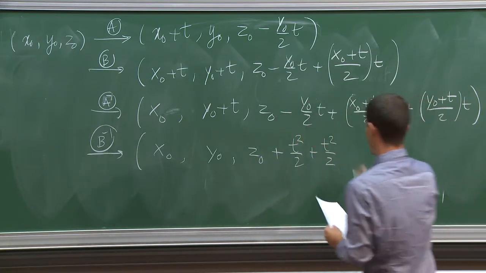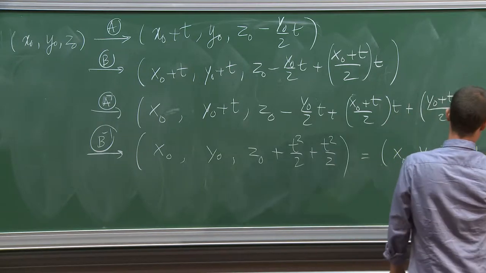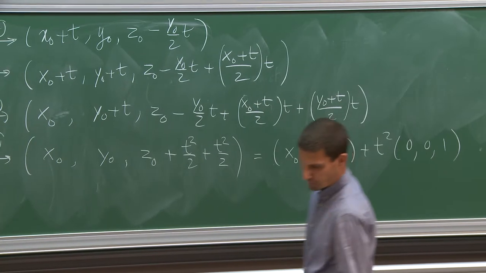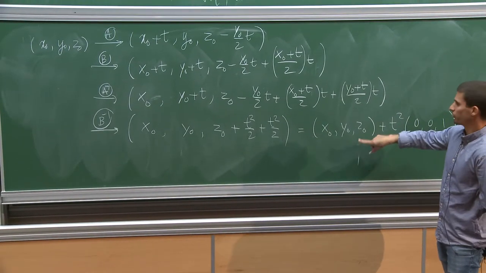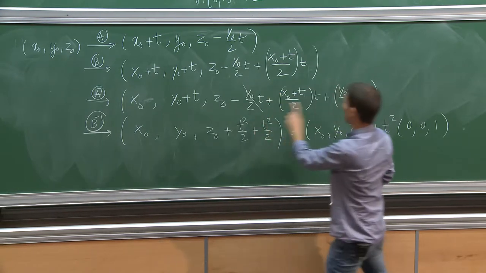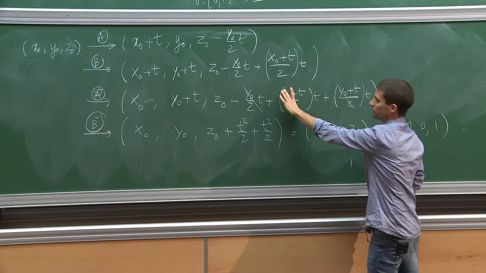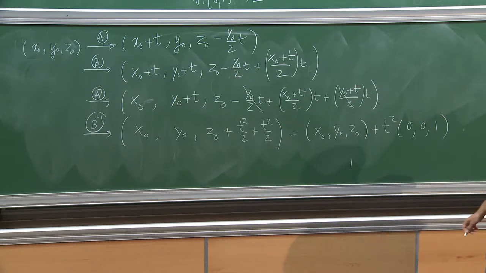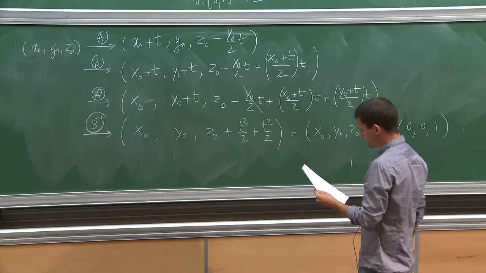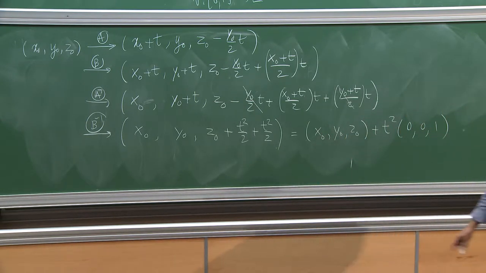If I did it correctly, it is x0, y0, z0, plus t squared, 0, 0, 1. Nothing else, no rest, no remainder, okay? Do you agree with the computation? So actually here there is this that goes away with this, and then when we go in the fourth line, we have to remove x0 over 2t, which removes also this, and so we have t squared over 2, t squared over 2. And yes, it seems correct.